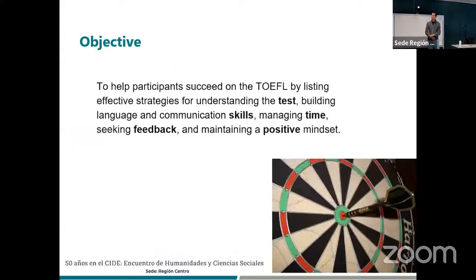Okay, what do we have in the next presentation? As I said, I want to help participants succeed on the TOEFL by listing effective strategies. There are many, as I said, questions for understanding the test. So I hope that by listing strategies and giving some feedback, some advice, the students can improve their communication skills, manage time when doing this test, seeking feedback, and obviously, and more important, keeping a positive mindset. Everything is involved here, like psychological factors, and also the academic.